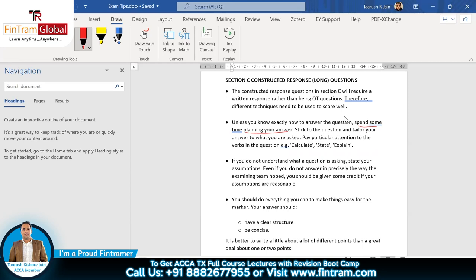Take a minute to consume and process it before you start writing. And pay particular attention to the verbs in the question. What is it asking you to do? Is it asking you to calculate? Is it asking you to state? Is it asking you to explain?